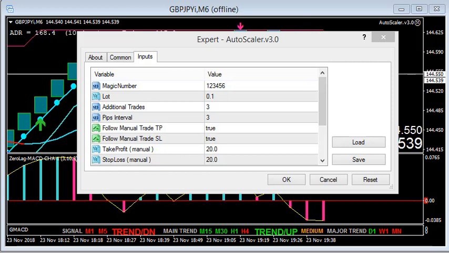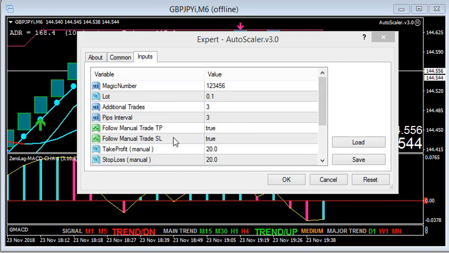You are free to use whatever numbers you want to use. Okay, people want to know what I'm doing. This is what I'm doing. You can do more, you can do less. It's really up to you. There's a lot of options, a lot of variables with AutoScaler. But what I do, I add 3 additional trades. I space them 3 pips apart.